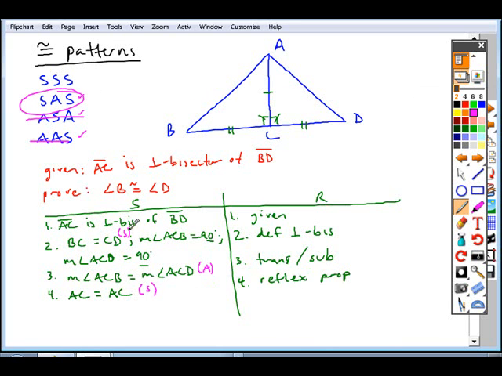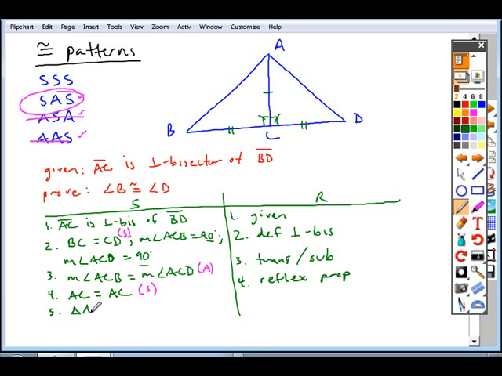And now it happens to be written in order of SAS. It's not always going to be the case. And this statement 4 could have been written up here in between statements 1 and 2. The pattern that you use has to do with how the information is arranged on the figure itself, not how it's arranged in the proof. So by two sides and the included angle, we can now make the statement that the entire triangles are congruent.